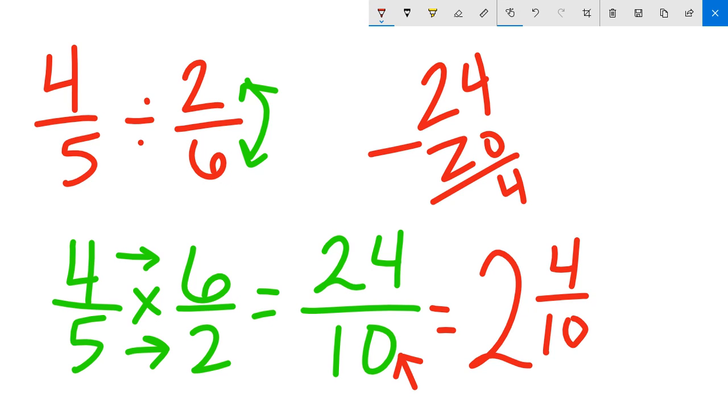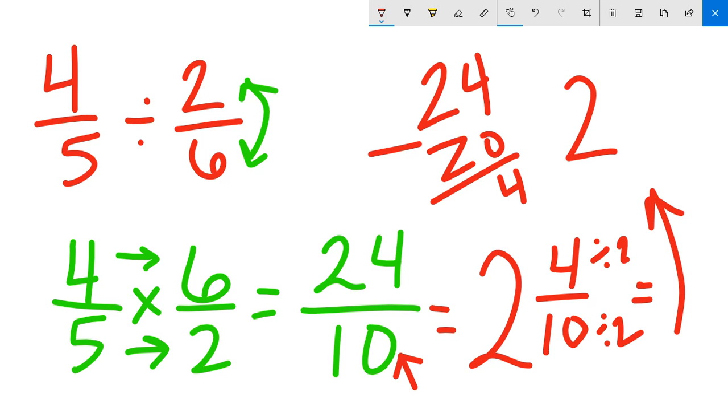I got a little excited there because this is the first one we've simplified. Now, you'll notice that both of these numbers are even, so they can both be divided by 2. So let's go ahead and divide by 2, divide by 2. Don't forget your whole number. Now, I don't have a lot of room, so I'm going to just scooch right up there. 2 and 2/5. So that is how we do your typical dividing fractions.